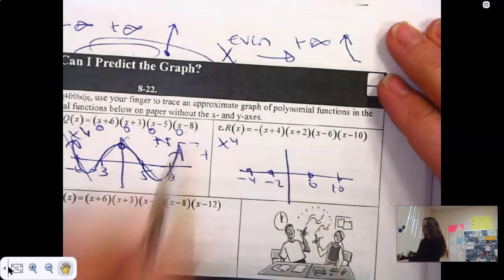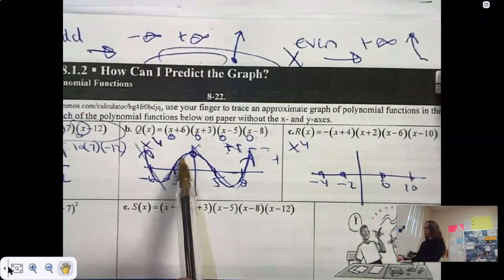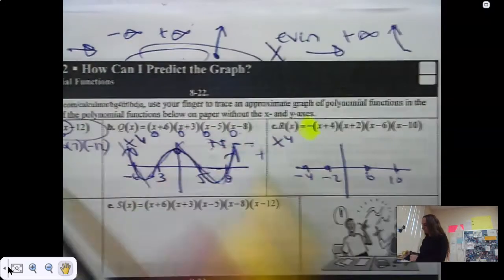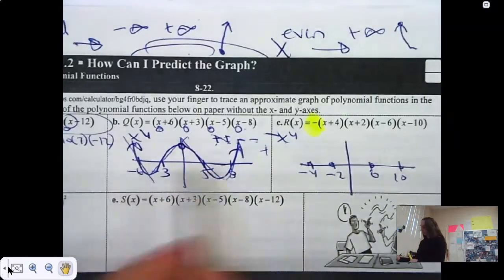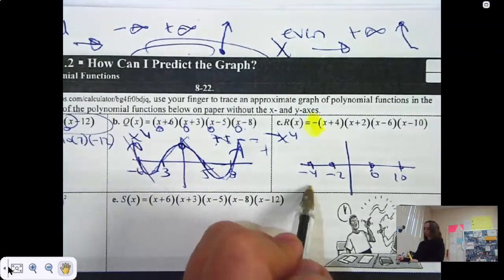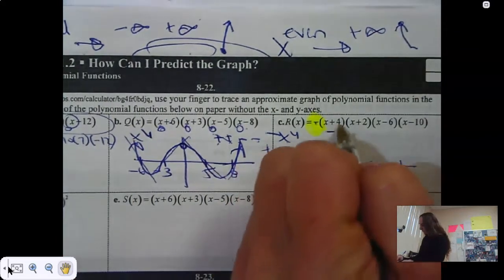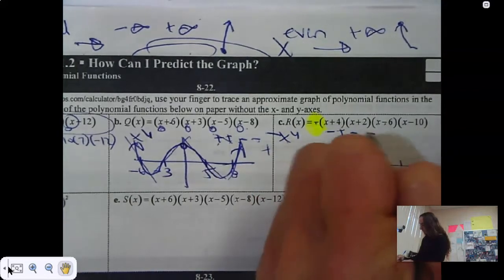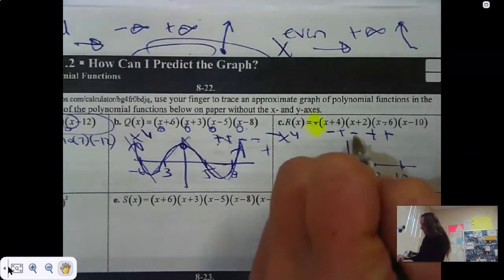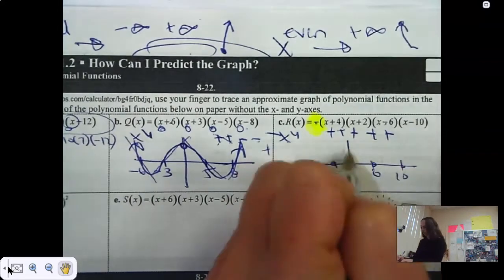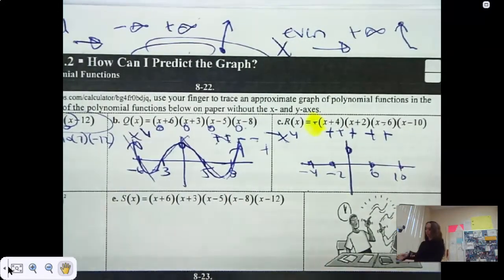So it's x to the 4th. It's similar to this one, but the problem is this time it's negative. So that means instead of starting from the top, I'm actually going to start from the bottom. Oh, and I need to figure out the y-intercept. So this is negative, positive, negative, negative, negative. Those two negatives make a positive, those two negatives make a positive, so my y-intercept is positive.